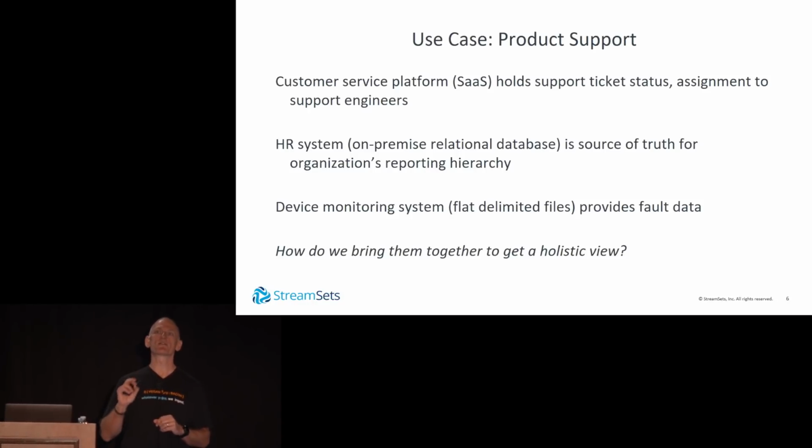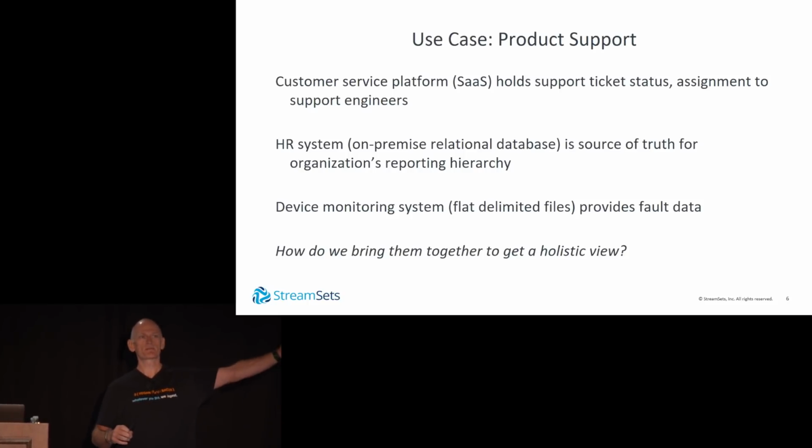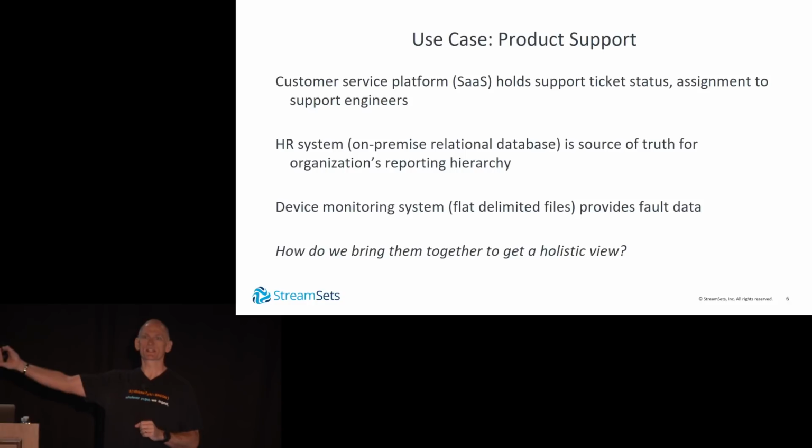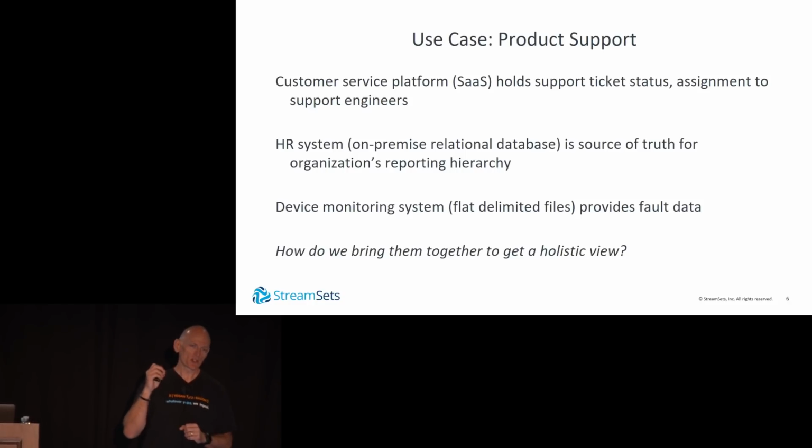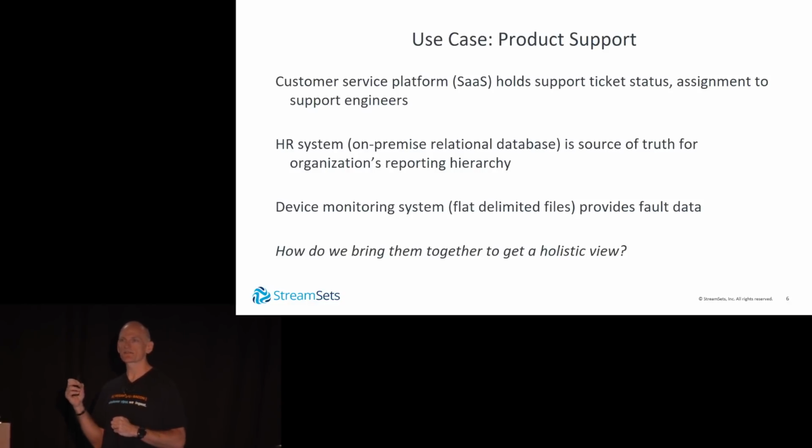But it's not the authoritative source for that data. The HR system, which in my example is an on-premise relational database, is the source of truth for the reporting hierarchy. So if there's any discrepancy between the SaaS customer service platform and the HR system, the HR system wins. And to help in our fault diagnosis, we have device data that's being reported, might be reported from an IoT platform. And these are just flat files. So a simple structure, files arrive on a disk that report device status and faults.